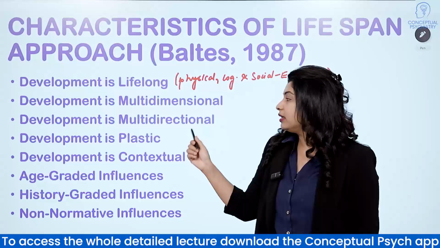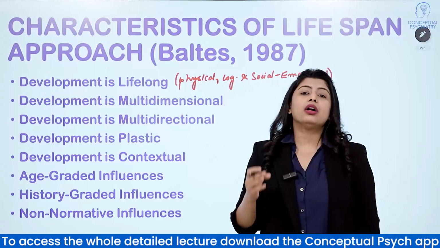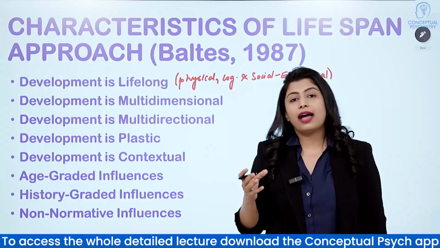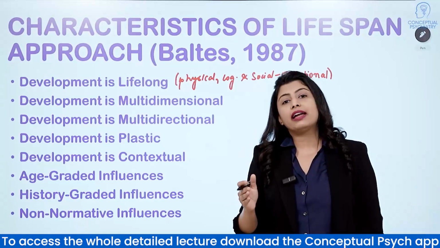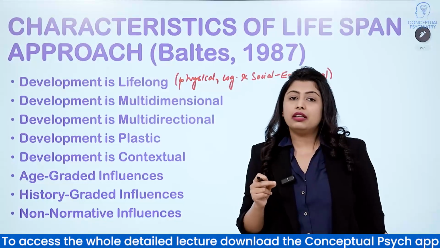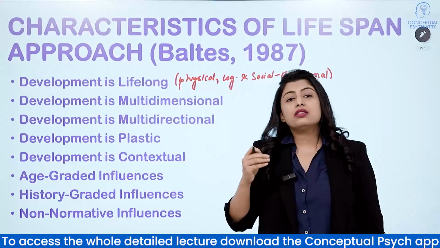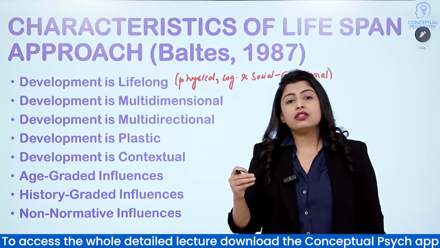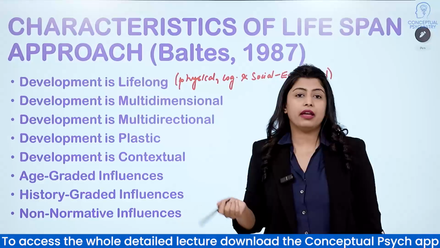Third, development is multidirectional. It does not imply only growth and increased performance. It is also defined by decline and loss. There is a gain in abilities or positive changes, but there is also, at certain ages, a loss of many of the abilities that becomes evident.